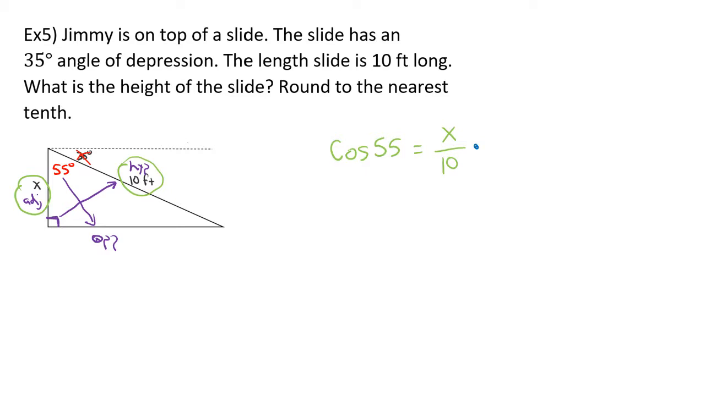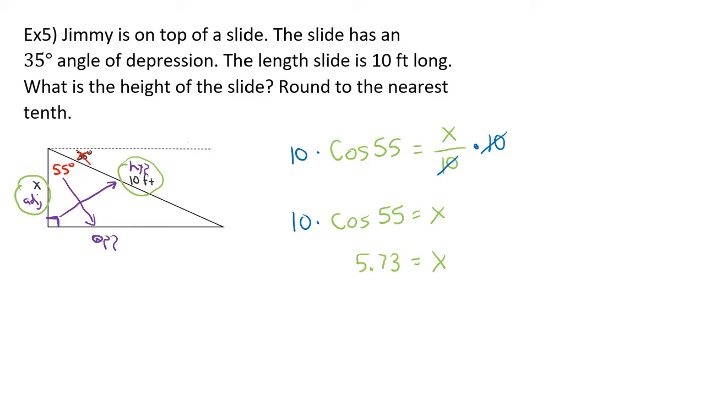We're going to get x by itself by multiplying the denominator to both sides. So now we have 10 times cosine 55 equals x. Since x is all by itself, we're just going to type in 10 times cosine 55 into the calculator, and we get 5.73.